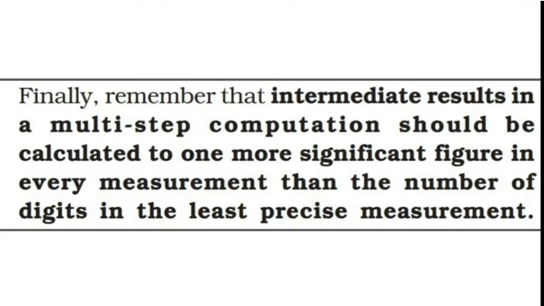Now finally, the same thing we have discussed: the intermediate results in a multi-step computation should be calculated to one more significant figure in every measurement than the number of digits in the least precise measurement.